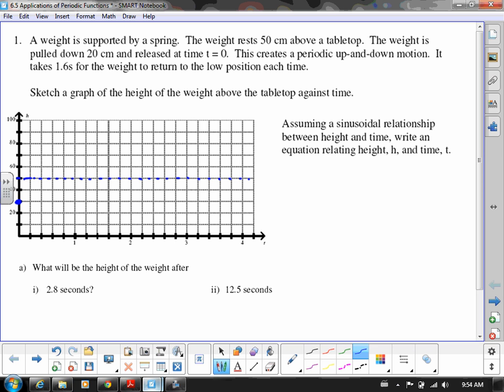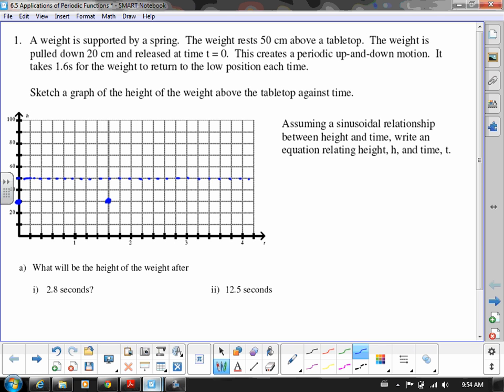Then it tells us that it takes 1.6 seconds for the weight to return to its starting position. So if you look at the scale along the bottom, we're going up by 0.2 each time. So then at 1.6, we have this point happening again. Now we want to fill in where the rest of the graph is occurring. So it was pulled down 20 centimeters, and when it's released, it's going to go up 20 centimeters above.